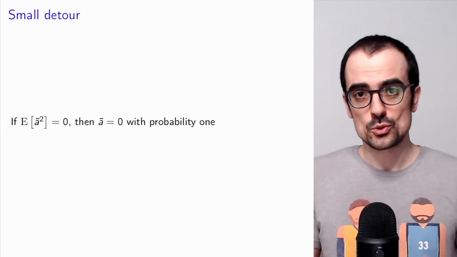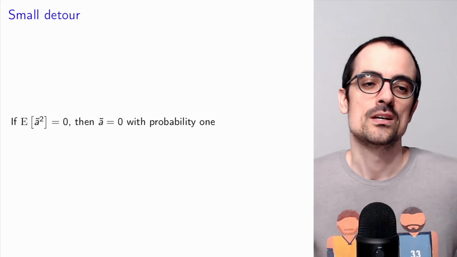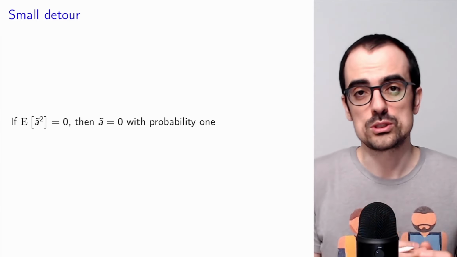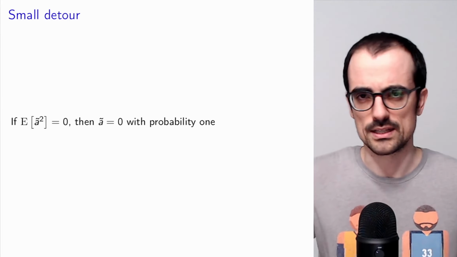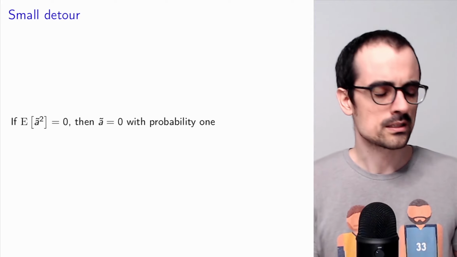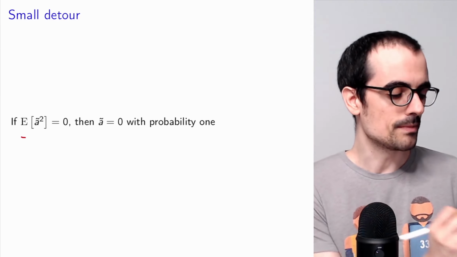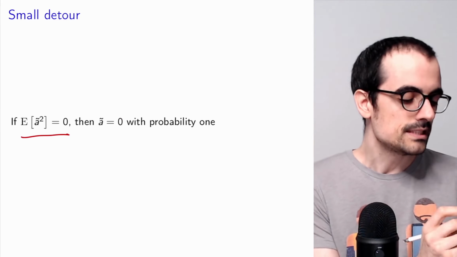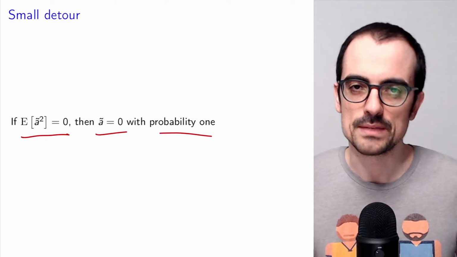Now, in order to prove the second property, we have to take a small detour. And here I'm just going to state this, but we will prove this a little bit later on in another video in a couple of weeks. If a random variable has 0 mean square, then it is equal to 0 with probability 1. Let's at least provide some intuition.